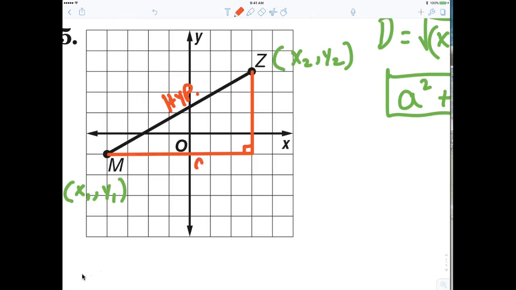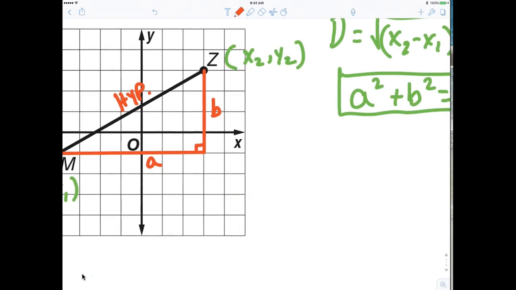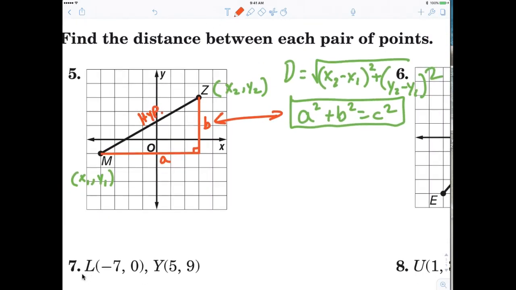So this leg would be considered A, and this leg right here would be considered B. Does everybody agree with that? Everybody happy so far? Right? So now what I want to do is make a relationship between those two things. It's just a right triangle, and you would argue that A squared plus B squared equals C squared.